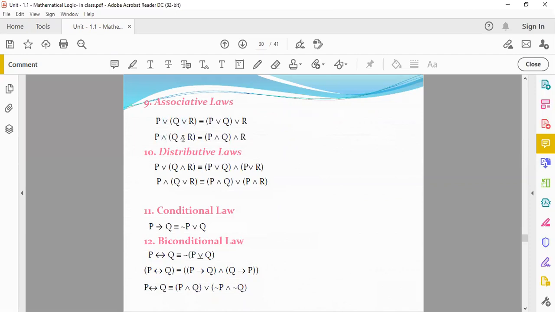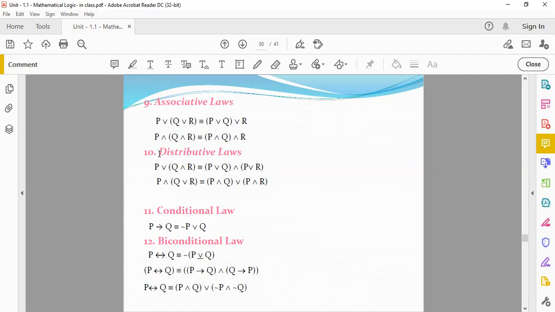Please observe, everyone. Here order is not important. You can take it as P or Q or R in any order. Order is not important in associative law. And here also P and Q and R is equivalent to P and Q and R.